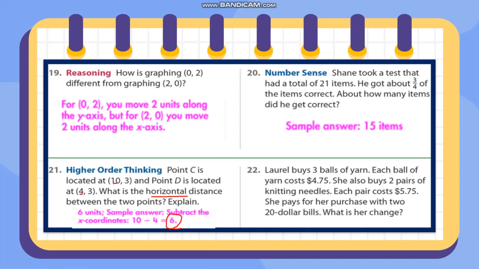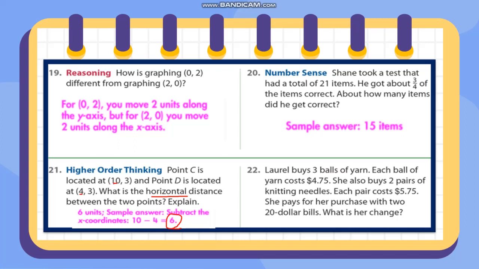Next, question number 22. Laurel buys 3 balls of yarn. Each ball of yarn costs $4.75. She also buys 2 pairs of knitting needles. Each pair costs $5.75. She pays for her purchase with 2 $20 bills.